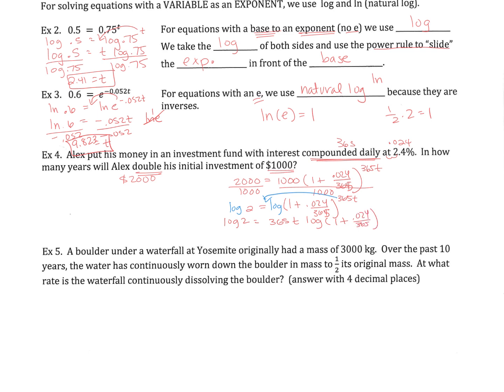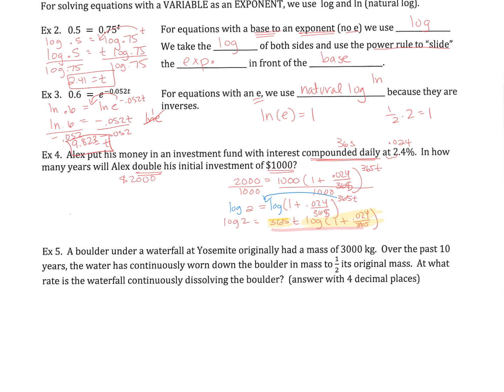So when I'm looking at this, this is 365 times t times log of this. Now, log of that is just a number. So these are just two numbers times t. So if I want to solve for t, I'm just going to divide those two numbers.